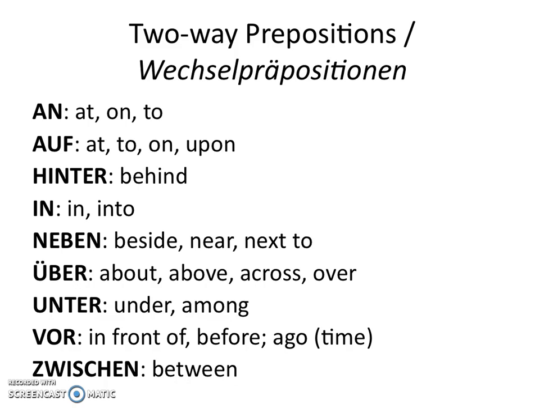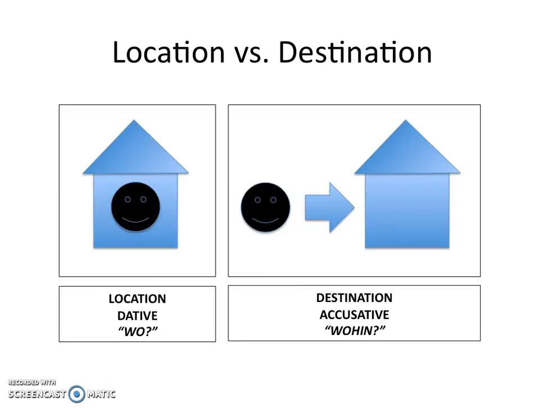So now we remember what the two-way prepositions are, but the real problem is figuring out when they should take the dative case and when they should take the accusative case. The main rule to keep in mind when trying to decide which case to use is location versus destination. Accusative goes with destination and dative with location. Two-way prepositions take the accusative case when they indicate a change of position, and they take the dative case when they indicate a stationary location.